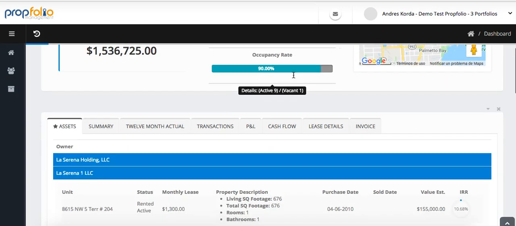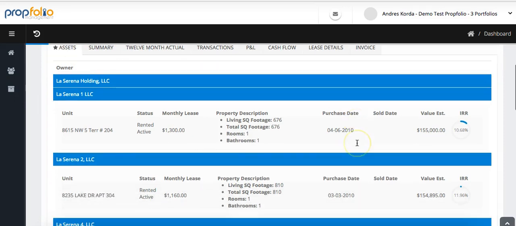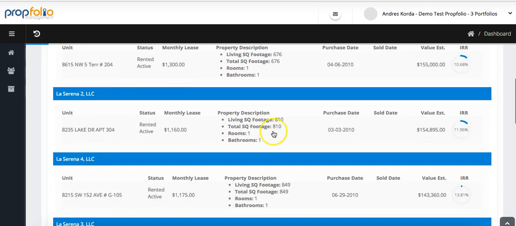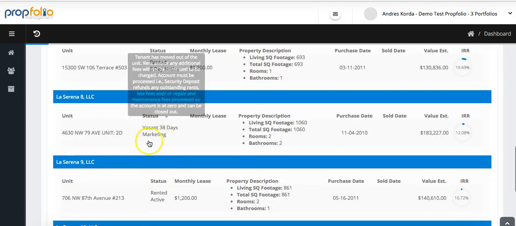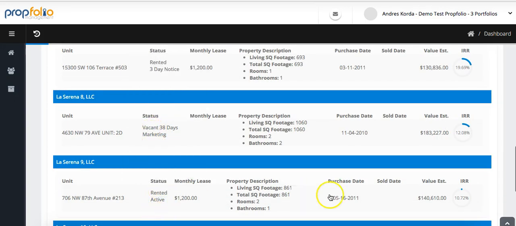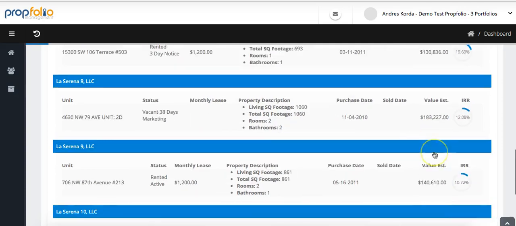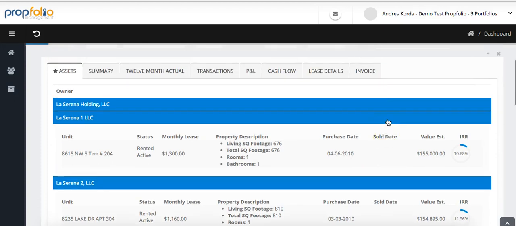So on the portfolio as it is, you have all these different tabs that analyze that portfolio in itself, and you can go and see property by property the IRRs and some of the specifications, so living area, monthly lease, if it's active or if it's being marketed, or for example has a 3-day notice here. Some summaries, it's been vacant for 38 days, this one's been rented, etc. And what are the IRRs for each of them, so you can make a quick analysis of which ones are doing better than the other ones as an aggregate and make some very interesting decisions. Now you'll be able to go into each of these in a little bit, we'll show you.